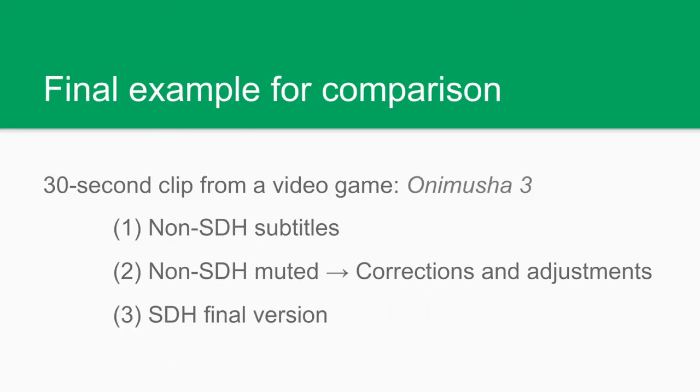For this final video game clip, taken from Onimusha 3, we have followed these steps. Number 1, watch the clip and create the non-SDH subtitles. Number 2, watch the clip with non-SDH subtitles and no sound. And number 3, create the final version of our SDH subtitles. Let's see the process in more detail now.